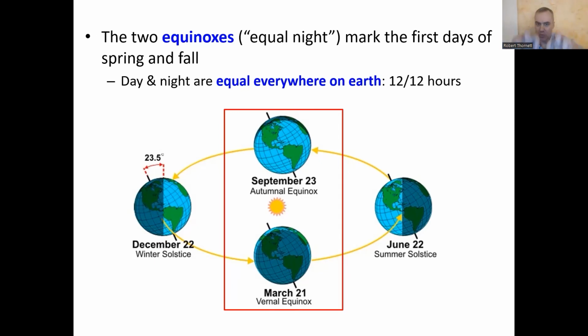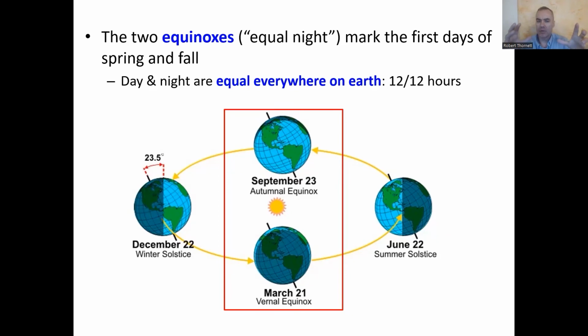So everybody in the world gets 12-hour days and 12-hour nights. There's no difference in the daylight versus night anywhere in the world on the equinoxes. Hence the name equinox, equal night, that night is equal to day.